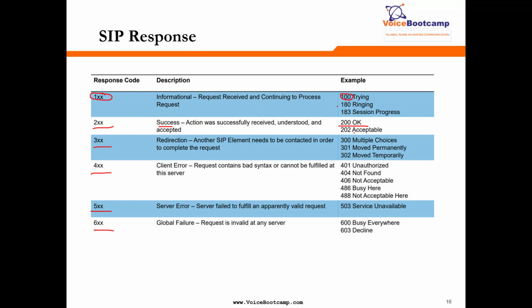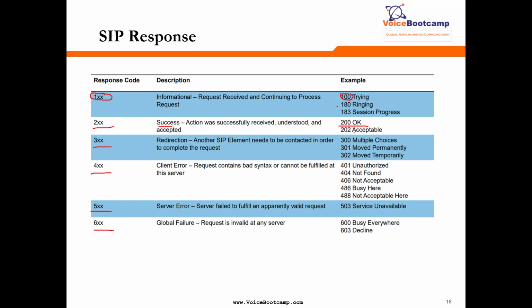Now 300, which has to do with redirection, where another SIP element needs to be contacted in order to complete a request. 300 means multiple choices were given. 301 means the number has been permanently moved to a different location. 302 is a temporary move; the number has been moved temporarily. So anytime you see a SIP message with 300, that's an indication that this has something to do with a redirecting server.